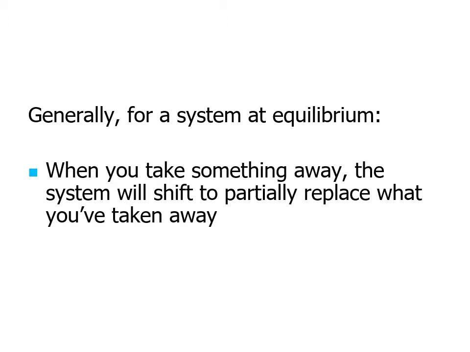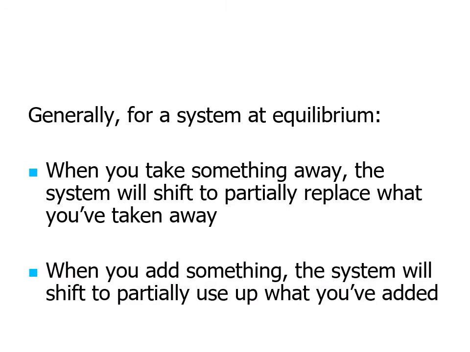So for a system at equilibrium, generally speaking, when you take something away, the system's going to shift to try to partially replace what's been taken away. If something gets added to the system, it's going to shift in a way that will use up what's been added.